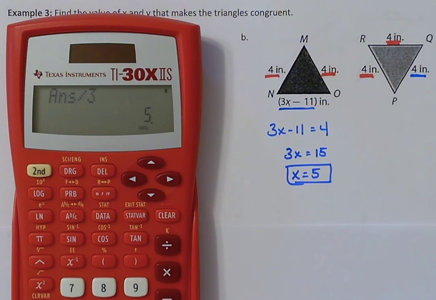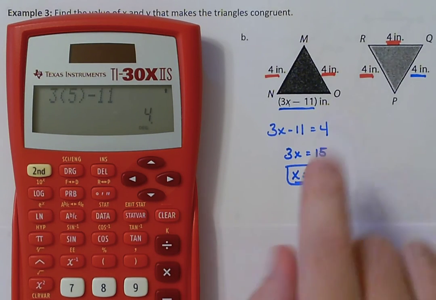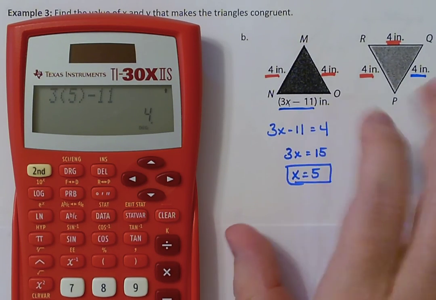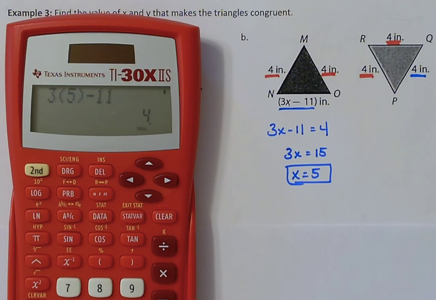So now that I know x equals 5, if I plug 5 back in here, if I do 3 times 5 minus 11, I end up with 4, just like I needed it to match over here. So I now have found the value of x that makes this 4, which then allows me to say that these two triangles are congruent based off side, side, side, and thus completing my answer for part B.